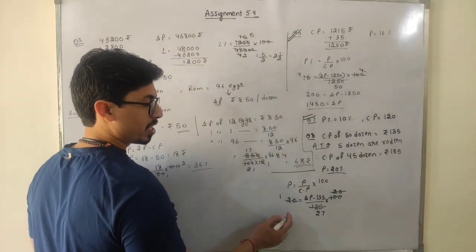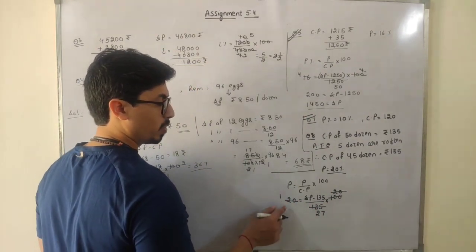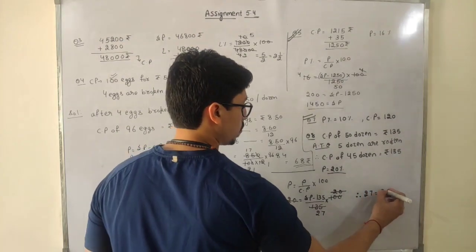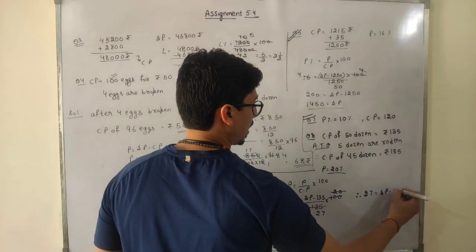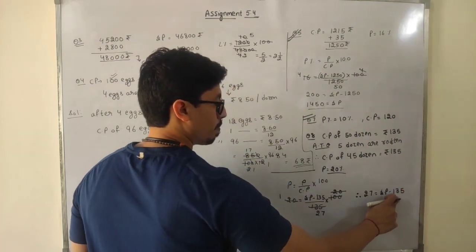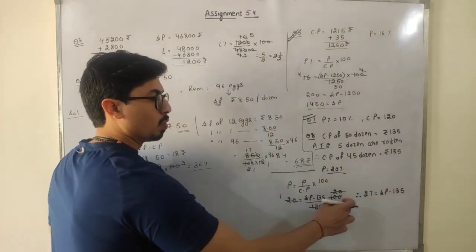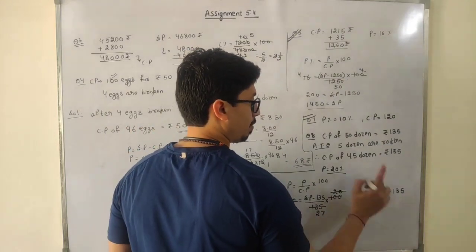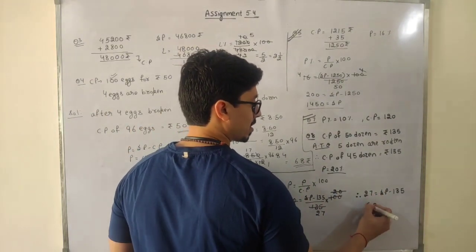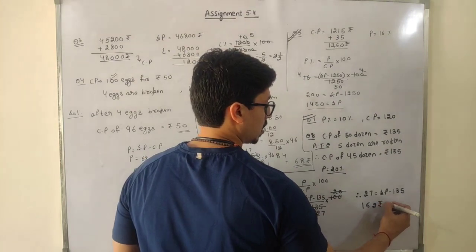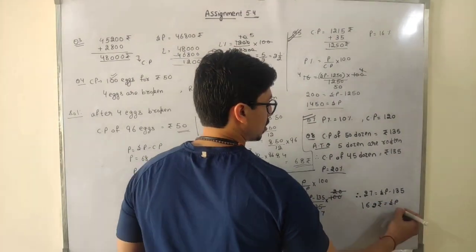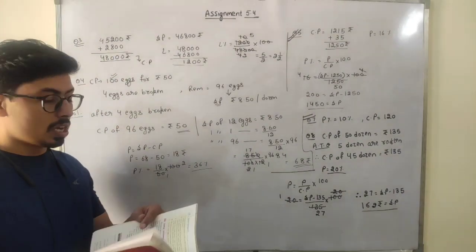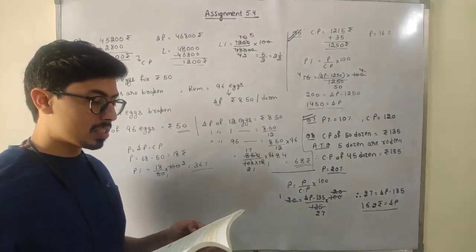So here nothing is there, so I can write 1 into 27 is 27. Therefore 27 is equal to selling price minus 135. So 135 is negative here, when it goes here it will be positive. So the answer is 162 rupees. So rupees 162 is my required answer. Okay students, so this is question number 8 students.